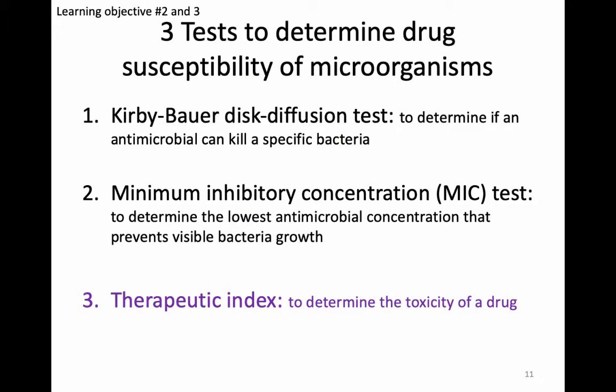Okay, the third test is the therapeutic index, which is used to determine the toxicity of a drug. So toxicity is a measure of the side effects of a drug. If a drug is very toxic, then it's going to cause a lot of off-target effects. So it may kill the microbe that's infecting the host, but it may also cause damage to the host cells and tissues, which will make the host sick. Ideally, we want an antimicrobial drug that has very low toxicity.